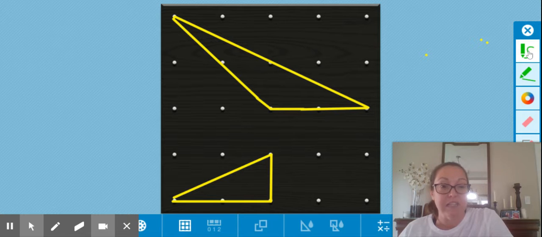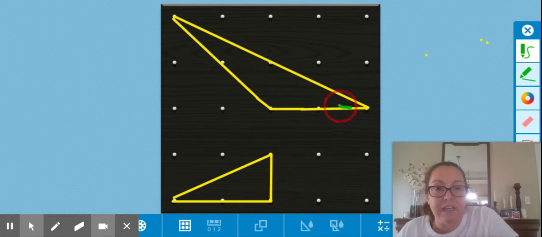So I'm going to take this one here, and I'm going to show you that where this side and where this side meet is called an angle. You have this point, and then it kind of opens up, and it looks like a mouth starting to open up, kind of like this, right? And so to indicate that that's an angle, I draw a line like this.